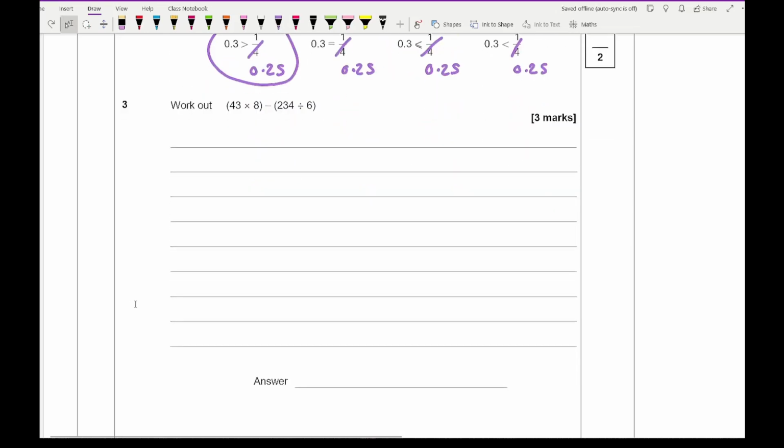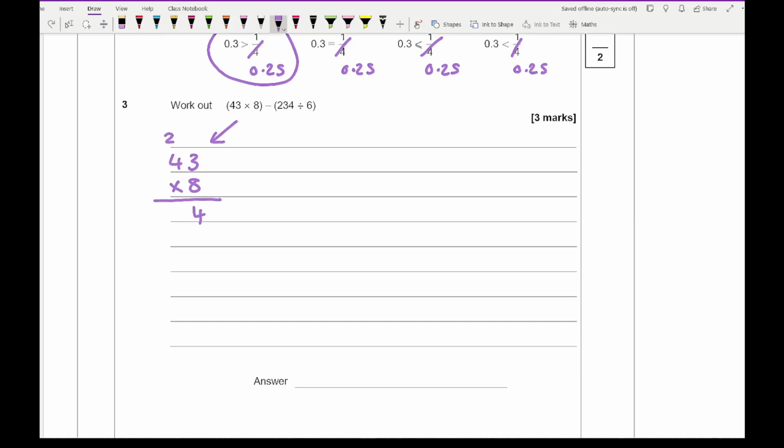Moving on to question 3, it says work out 43 times 8 minus 234 divided by 6. Now, although this is a mixture of non-calculator and calculator questions, I personally would say that this is going to be a non-calculator question. So what we need to do is separately work these amounts out. There are several ways of multiplying, and as long as you get it correct, they're not going to be bothered about which method you choose. So here I'm just going to go for the column method. So I've got 8 times 3, which is 24.